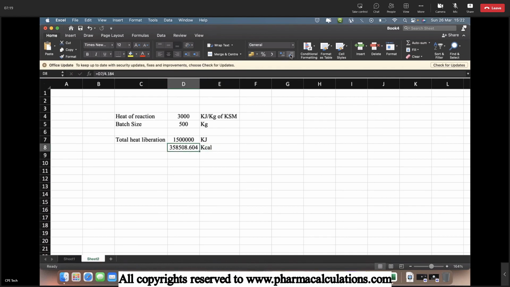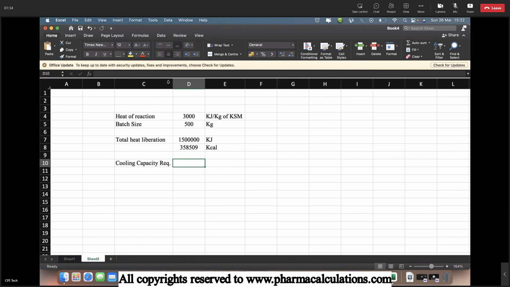And now first of all we need to understand the cooling capacity requirement, in terms of TR. To get this we need to divide the total heat liberation with 3024. So it's almost 119 TR. And this total heat liberation, which is available in kilocalories, shall be called the demand, like the process demand, and we are going to solve this problem using the energy balance.